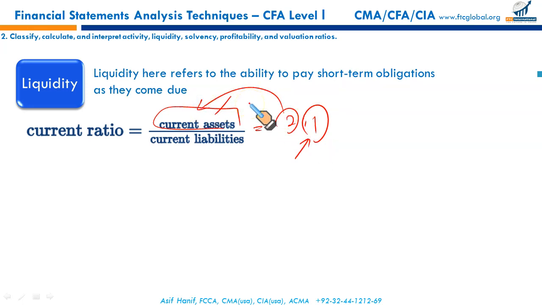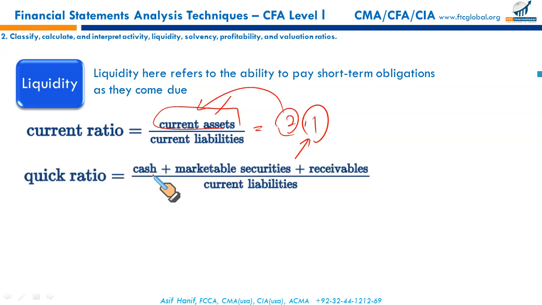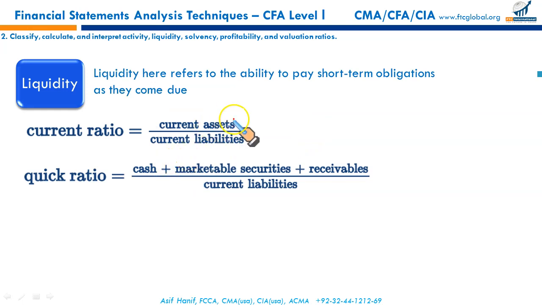Now, this is quite a lenient measure of liquidity because there are certain assets that are not easily convertible to cash, like inventory. It takes time. You need to sell inventory first on credit, then you collect money from your receivables later. So if you remove inventory, which takes time in cash conversion, and if you remove prepayments, what you get is called the quick ratio. Quick ratio is basically current assets minus inventory and minus your prepayments, which gives you what you call the quick assets: cash, marketable securities, and receivables. This is a more conservative measure of liquidity, the quick ratio.